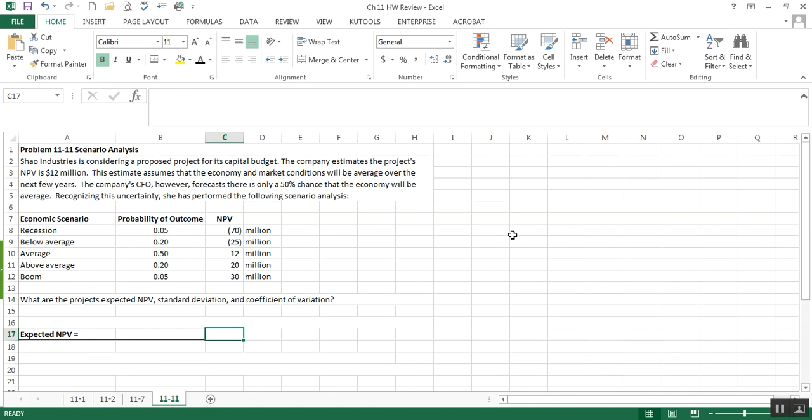Finally, let's look at scenario analysis for problem 11-11. This company is considering a proposed project for its capital budget. The company estimates the project's net present value is $12 million. It assumes that the economy and market conditions will be average over the next few years. However, the CFO forecasts there's only a 50% chance that the economy will be average and has provided us with this scenario analysis. So these are the economic scenarios, the probability of their occurrence, and the net present value at each scenario for the economy. These are all given to us. What are the project's expected net present value, standard deviation, and coefficient of variation?